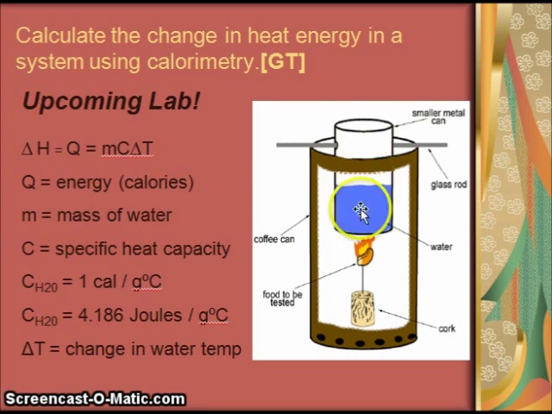M is for the mass of water in a soda can. C is specific heat capacity. We will use the value 1 calorie per gram degree Celsius. Sometimes you'll run into this value, 4.186 joules per gram degree Celsius. And delta T will be the change in the water temperature. So by measuring how much energy content is transferred to the water in the can, we can therefore determine the amount of energy which was released when we burn the food samples we are testing.